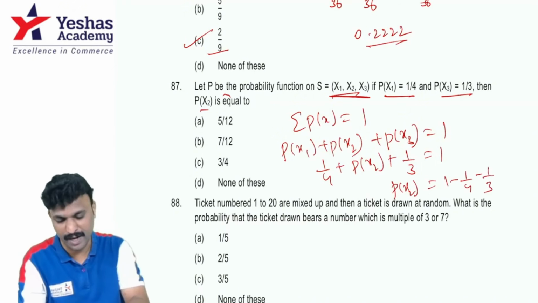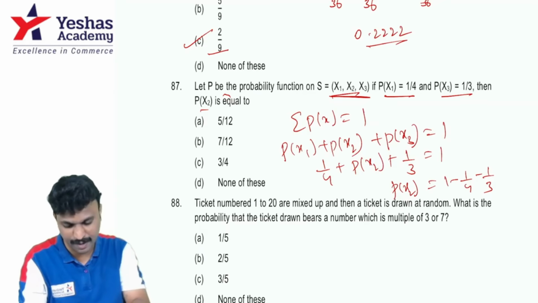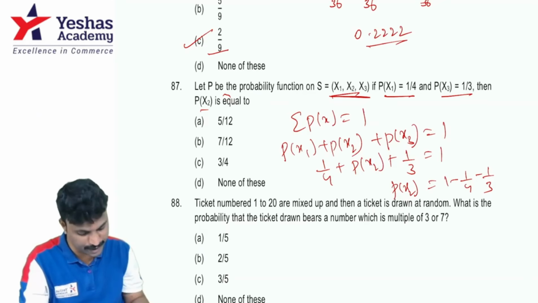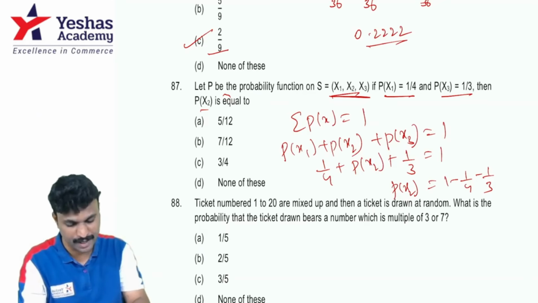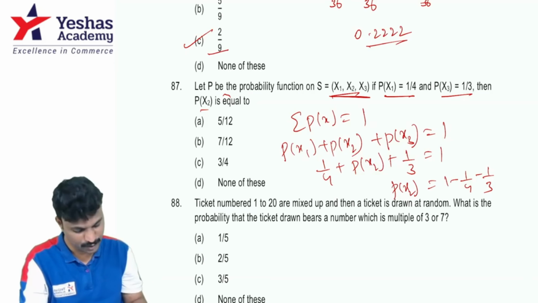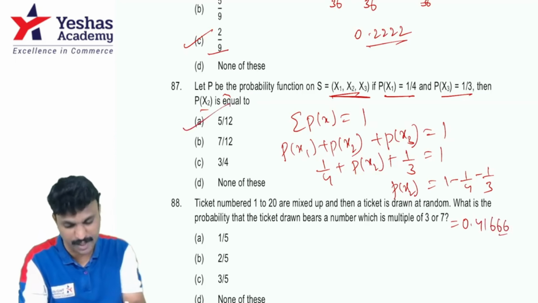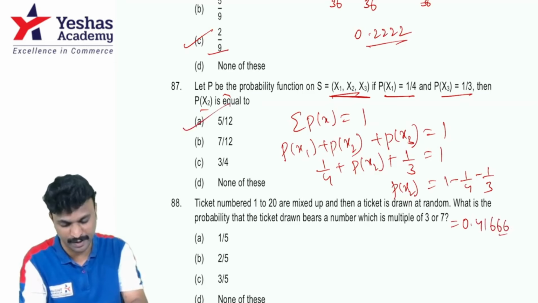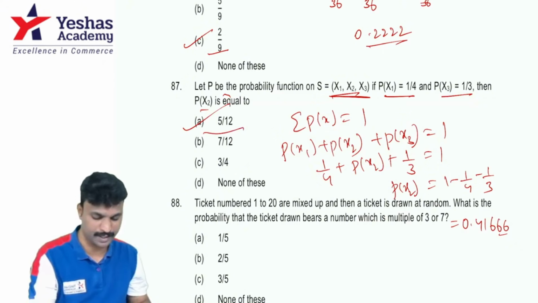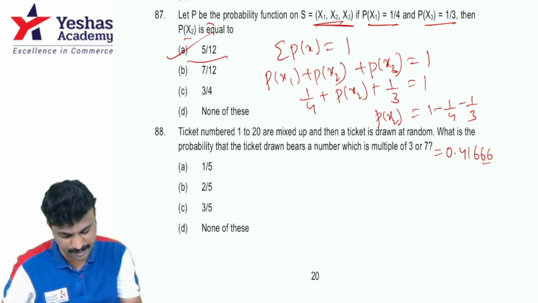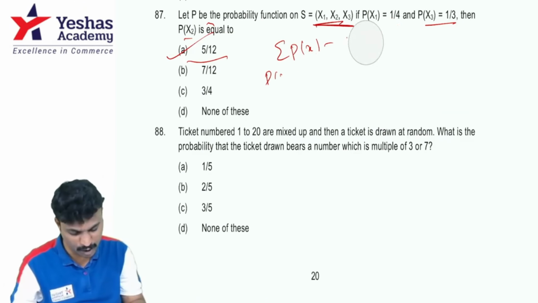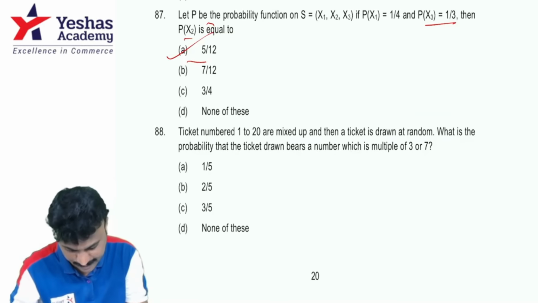Type 1 M plus to store it. Type 1 by 4 M minus to store it. Type 1 by 3 M minus to store it. Then MRC. So that fetches you 0.4166. That means option A. Check. 5 divided by 12 fetches you how much? 0.4166. So option A is the right answer. Have you all understood? Guys, moving on to the next question, that is question number 88.